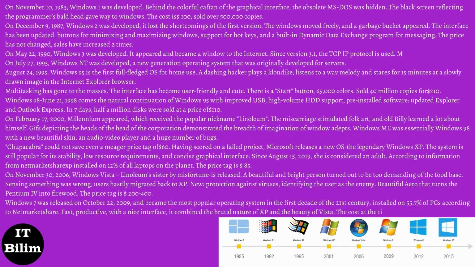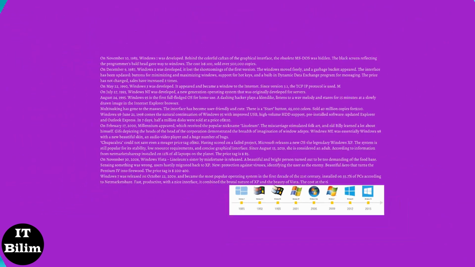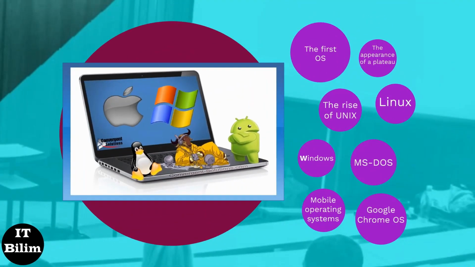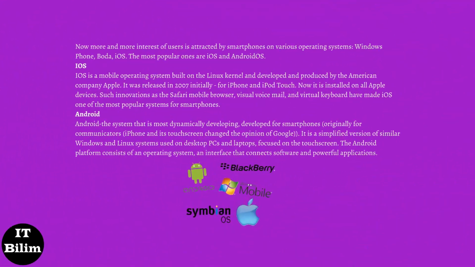On July 29, 2015, Windows 10 appears, running on all platforms. The usual Start button has been returned. Microsoft Edge, Xbox One streaming, and Microsoft Store are added to the menu. The price is $199. Mobile operating systems.